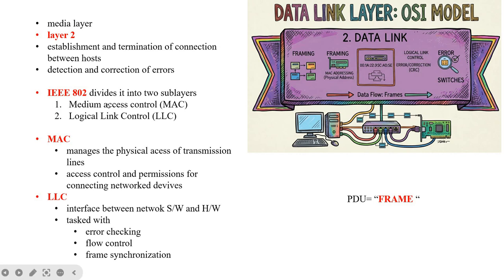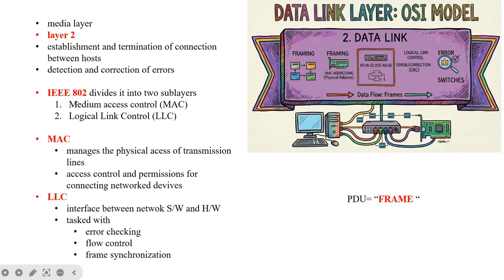And here IEEE 802 divides the layer, that is layer 2, into two sublayers. That is, IEEE 802 divides the data link layer into two sublayers. First one is the media access layer, that is the MAC layer. Second is the logical link control, that is the LLC.